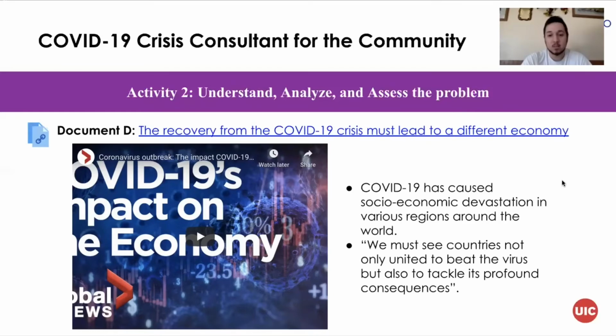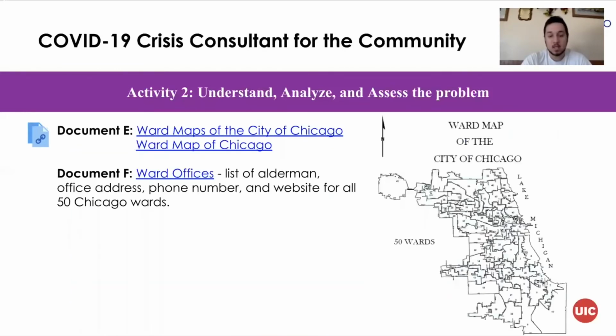The next document is document E. These are two links that will give you access to the ward maps. Chicago, as you might know, is split up into 50 wards. Each ward is run by an alderman, and they are elected to serve a 4-year term. If you don't know who your alderman is, you could easily look them up.